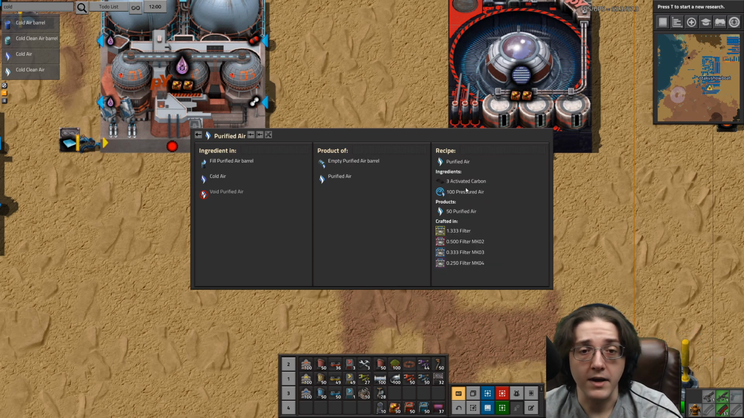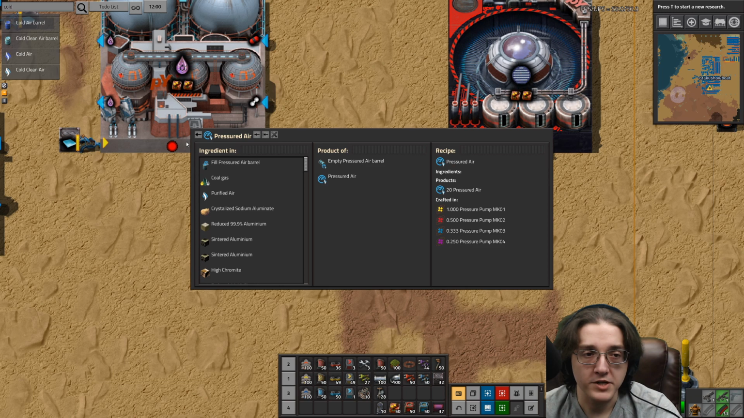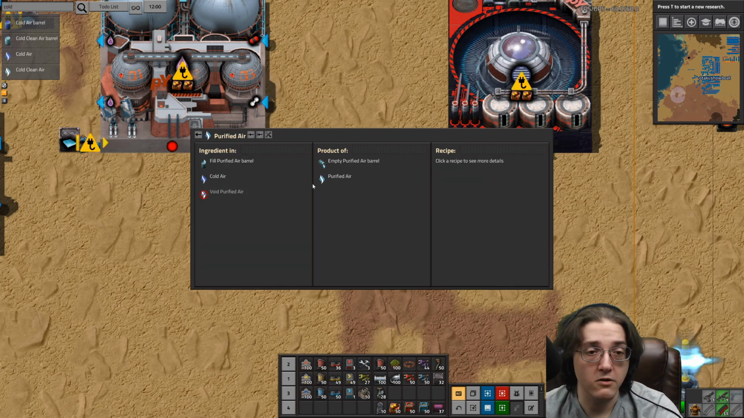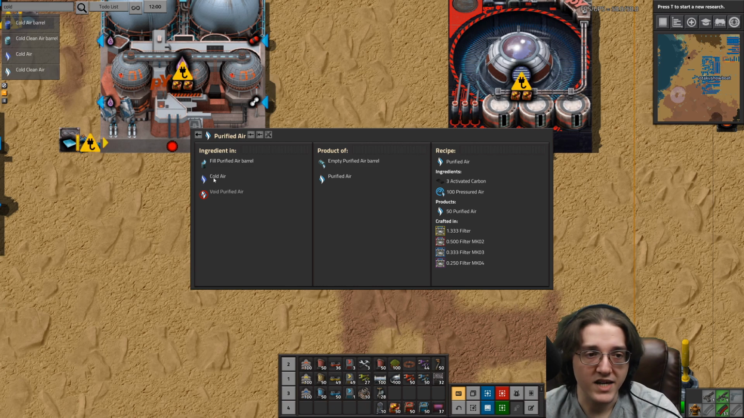Purified air comes from activated carbon, filtered, pressured air. So pressured air in a glorious pressure pump becomes purified air when pushed through activated carbon. I really would think that that should be filtration media, not activated carbon, but fine, whatever. More zinc chloride used because of that. Lots of zinc chloride, thank you so much for that.